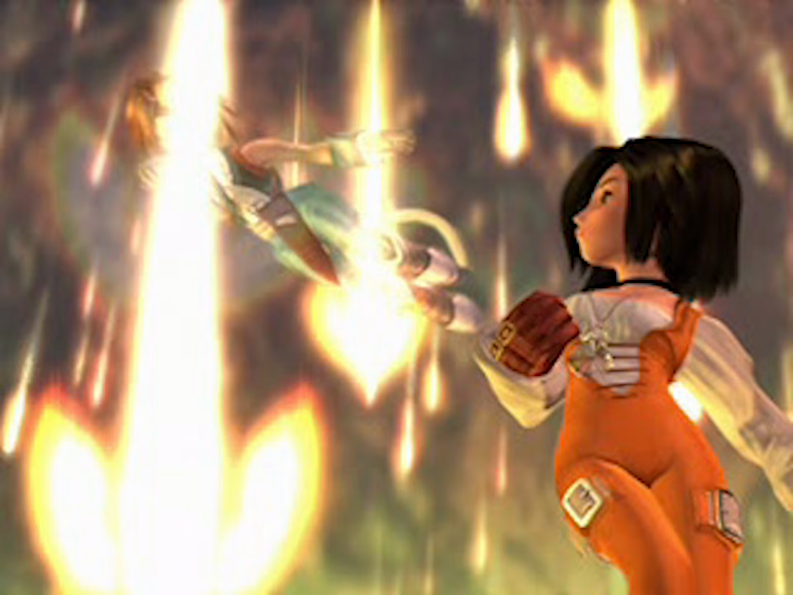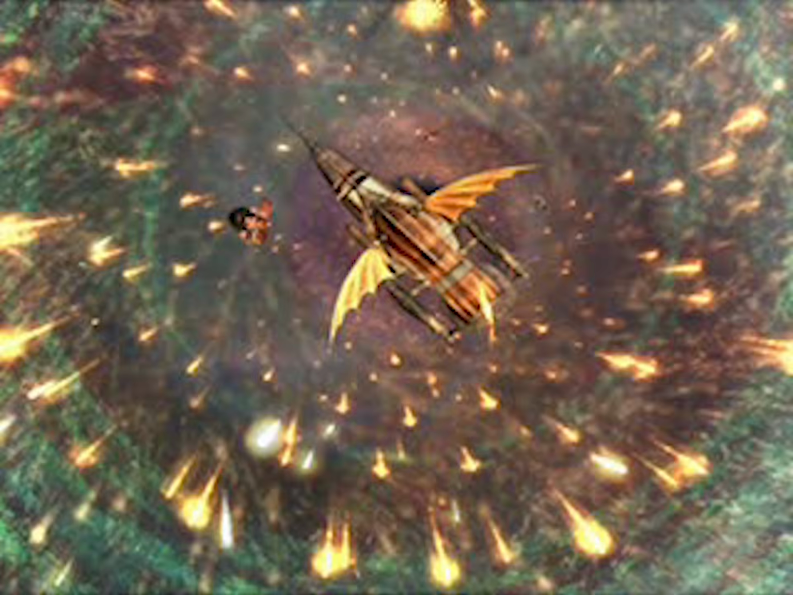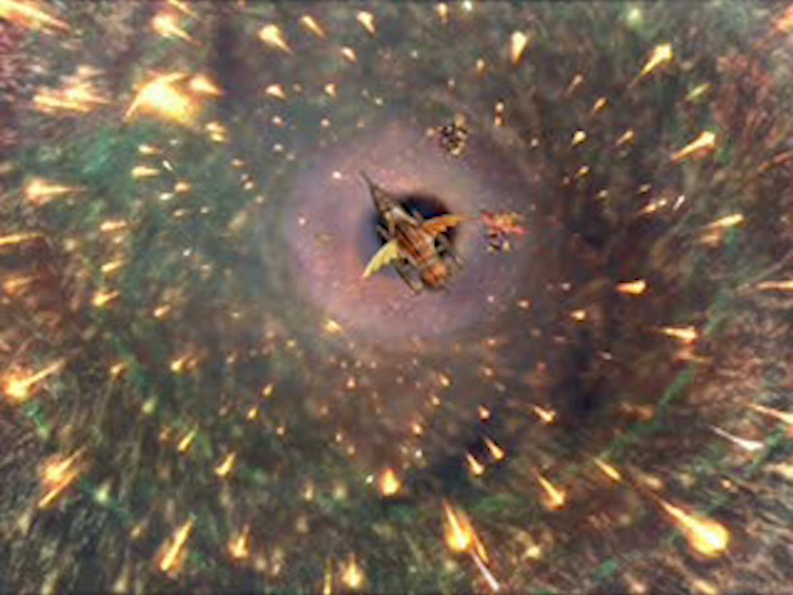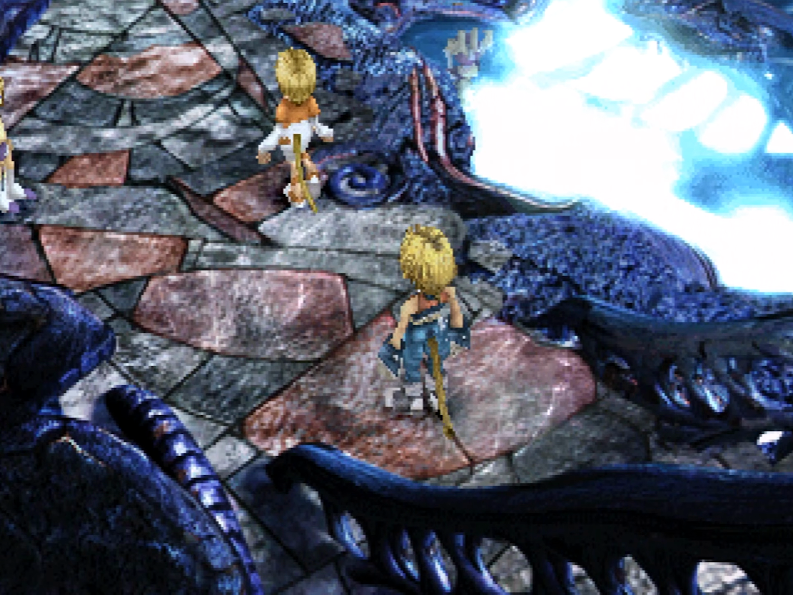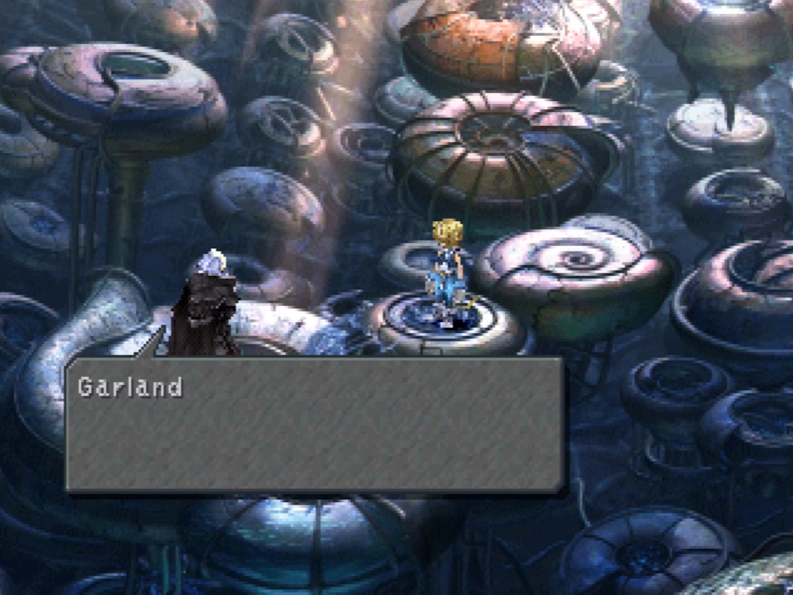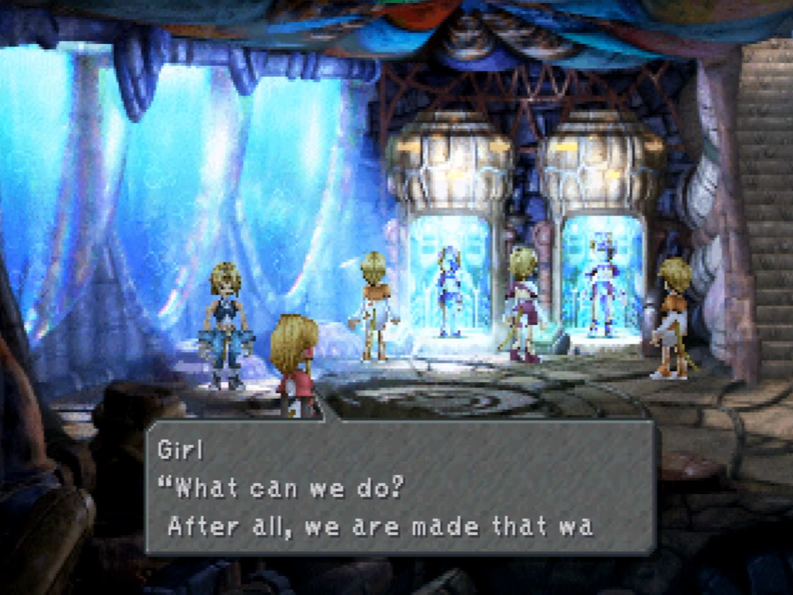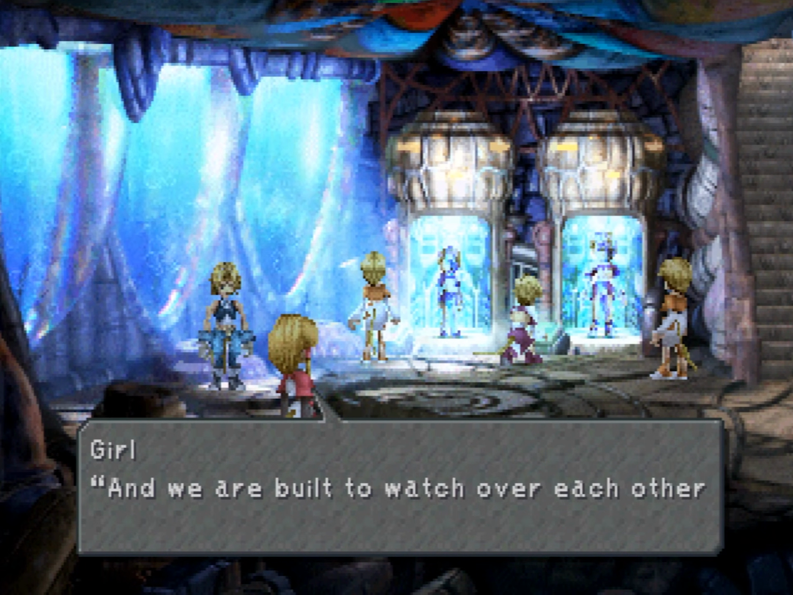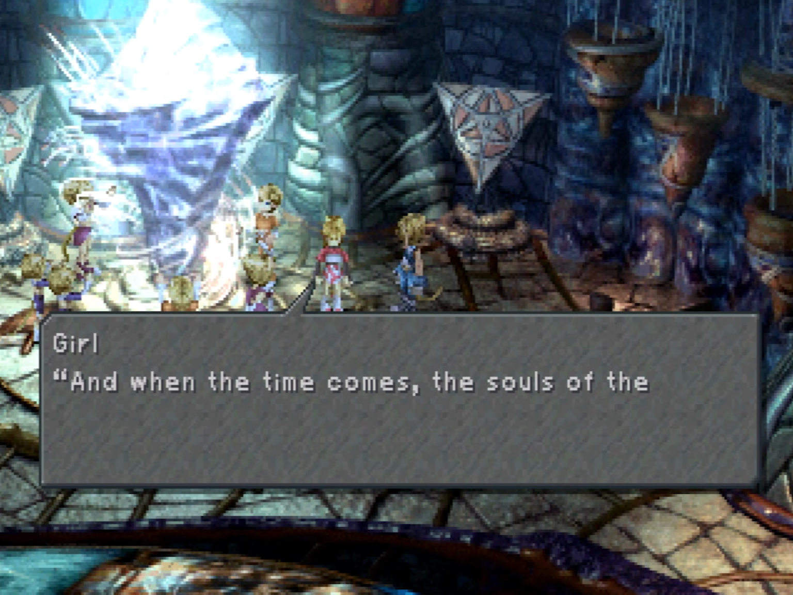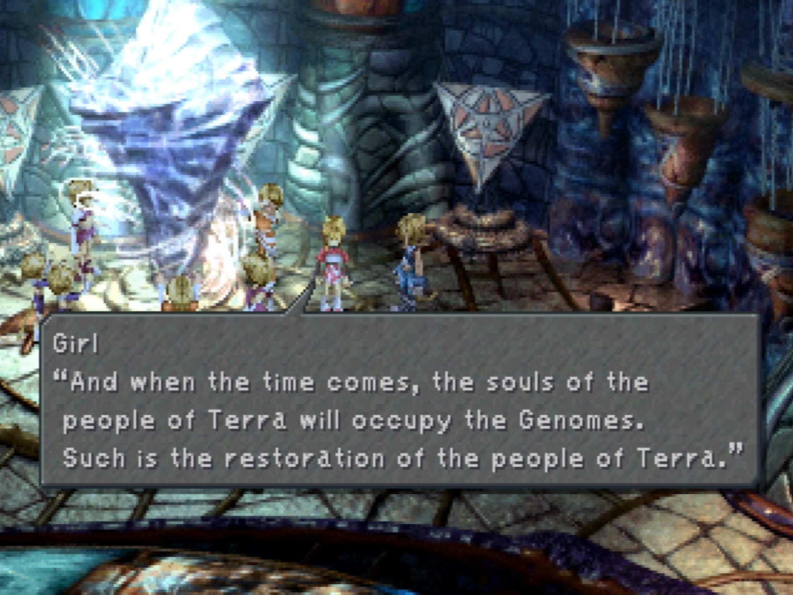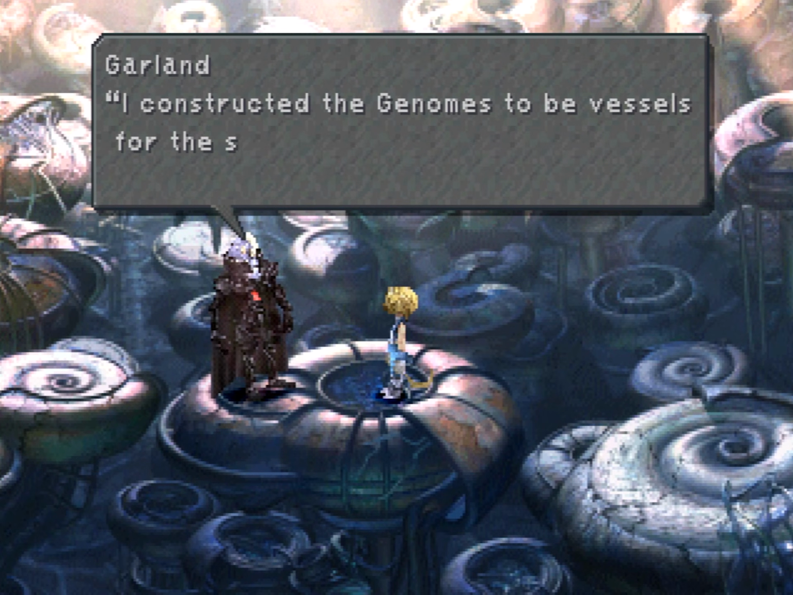Now we're going to have to talk about late game specifics, because that's when the real meat of the material kicks in. After some detective work, the cast take a trip to Terra, an alternate world Kuja and Garland come from, as well as, it turns out, Zidane. Terra is populated by genomes, humanoid creatures deliberately made by Garland with little will or personality to serve as vessels for a long-gone civilization seeking eternal life.